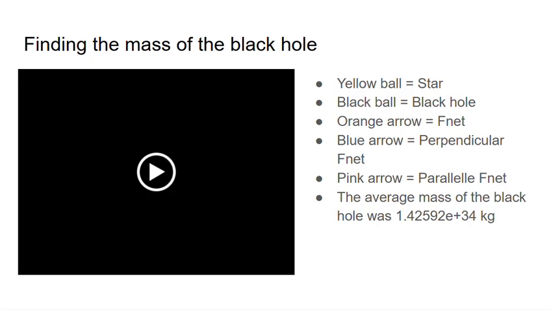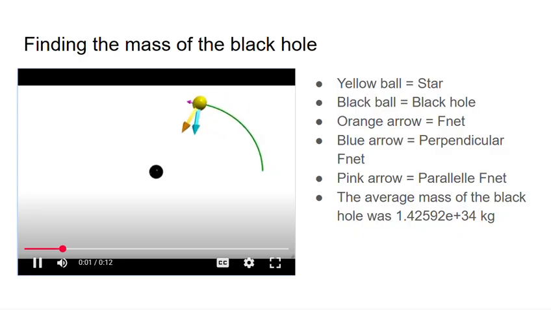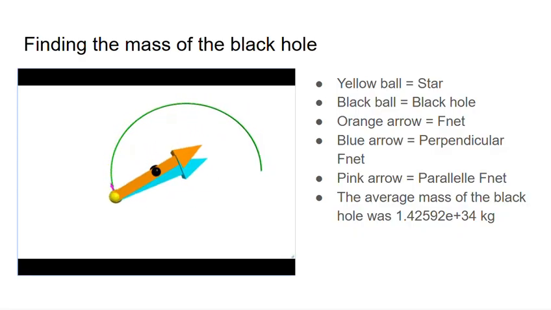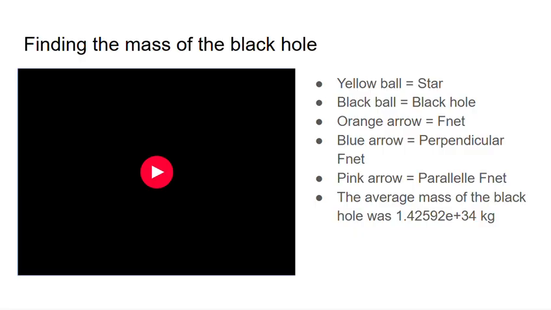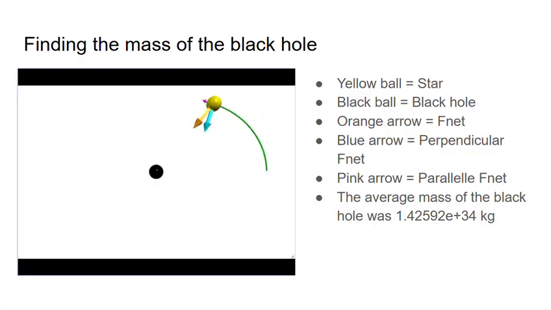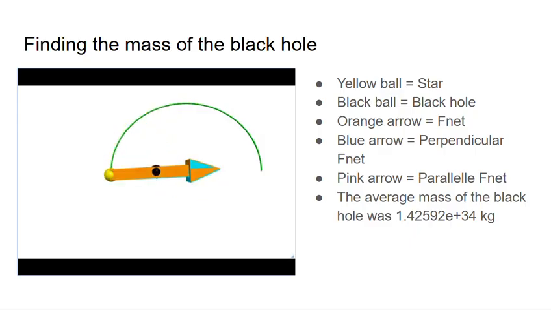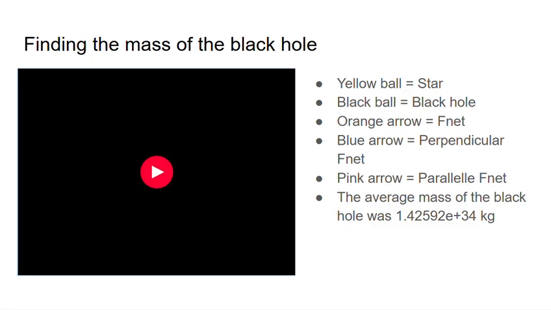The first thing we did was finding the mass of a black hole. This is the video of the model I created. The yellow ball is the star, the black ball is the black hole, and the orange arrow represents FNet, the blue arrow represents the perpendicular FNet, and the pink arrow represents the parallel FNet. The average mass of the black hole I found was 1.425 e to the 34 kilograms.